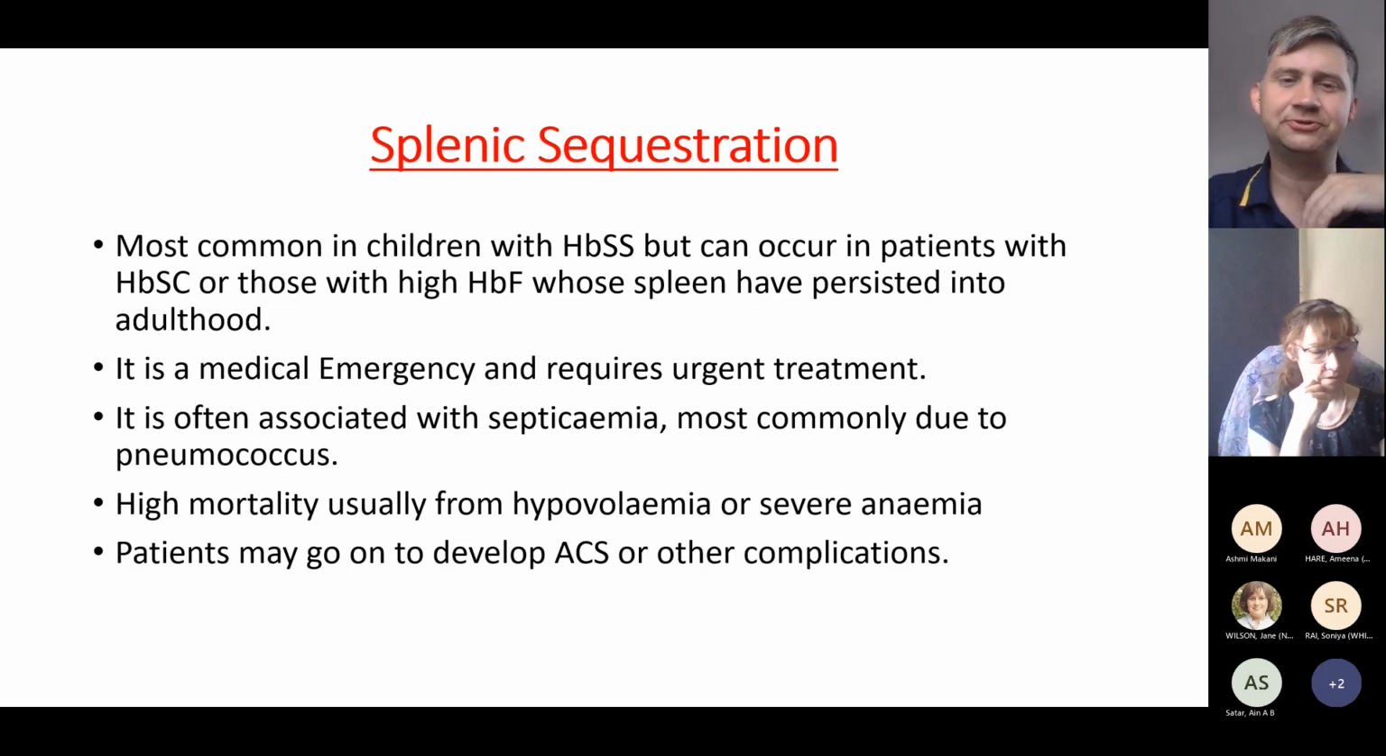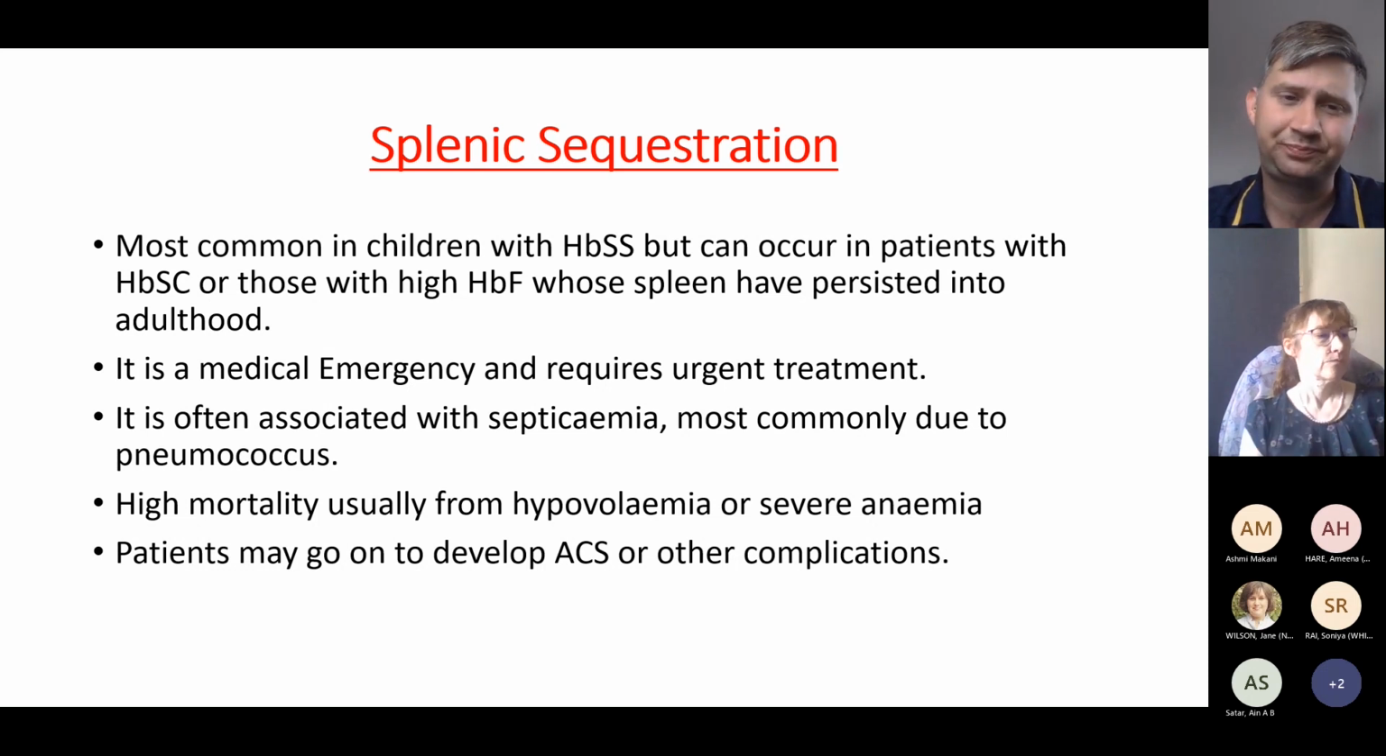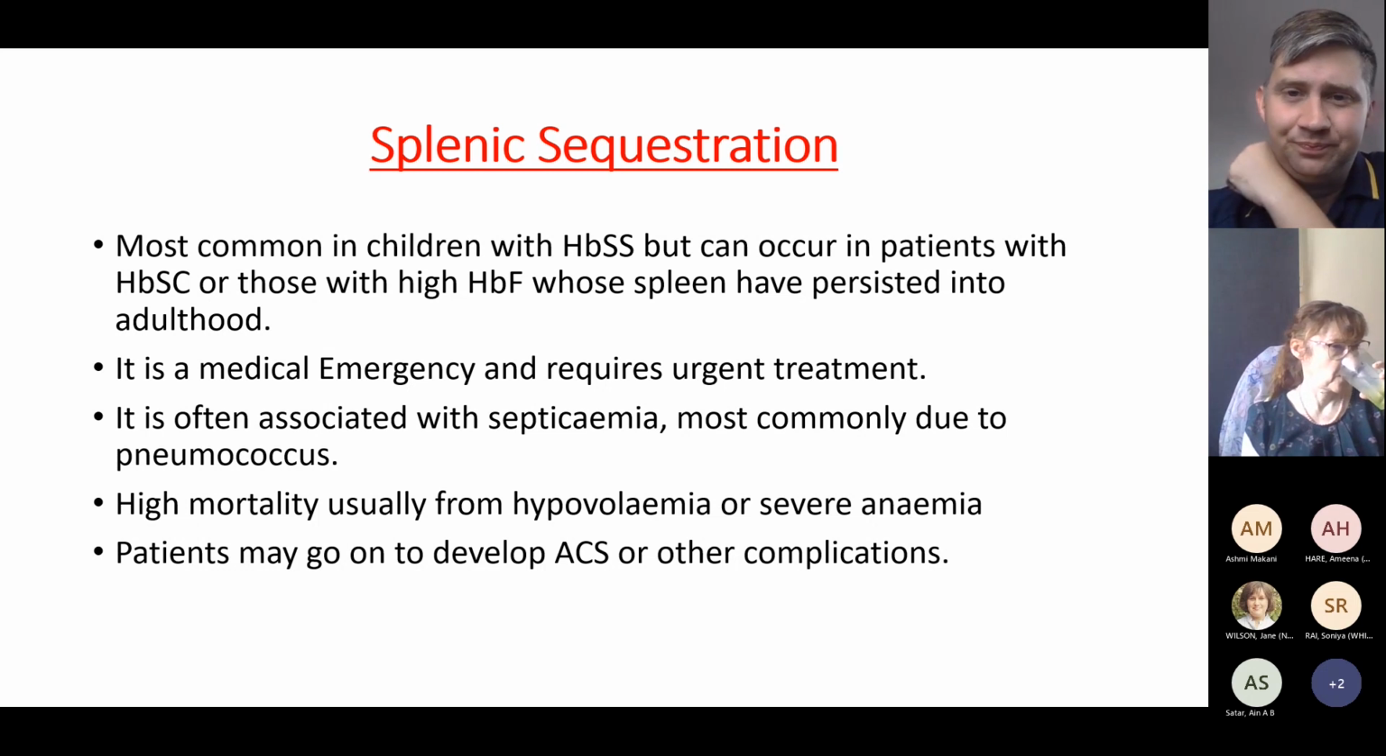It's most common in children with HbSS, so the most severe and most common form of sickle cell. It could also happen in patients with HbSC or those with HbF, so fetal hemoglobin, whose spleen has persisted into adulthood. So as we know, in people with sickle, the spleen is largely not functional by the age of 4 or 5 due to the amount of sickling that's happening around the spleen. Hence, they're on prophylactic penicillin and are prone to bacterial infections and have to have extra vaccinations.